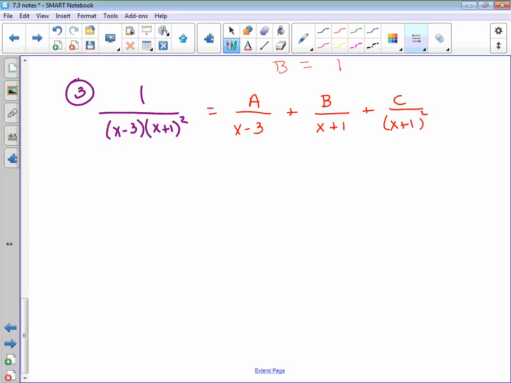Luke, what's wrong? Why? X plus 1 squared. Because this is x plus 1 squared. Did you factor in x plus 1? It doesn't work if you just do x plus 1 times x plus 1. You have to do the progression.